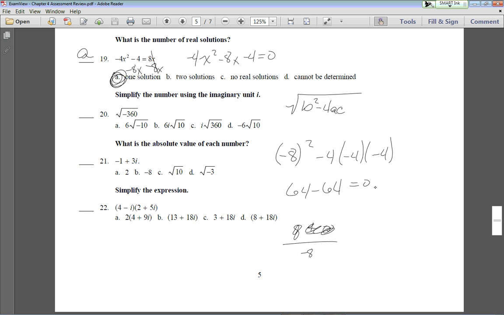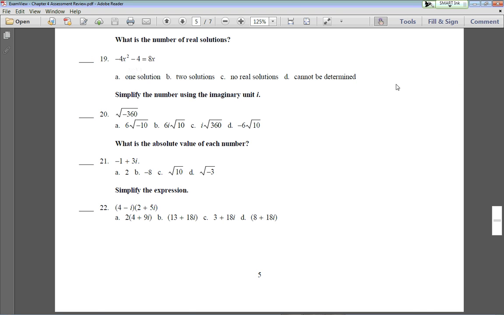Remember, when your discriminant equals 0, you have one real solution. When it equals a positive number, you have two real solutions. And when it equals a negative number, you have no real solutions. So equals 0, one solution. A positive number, two solutions. A negative number, no real solutions. All right.